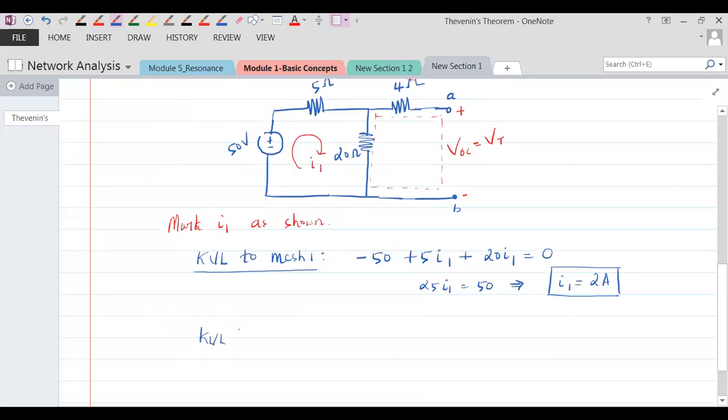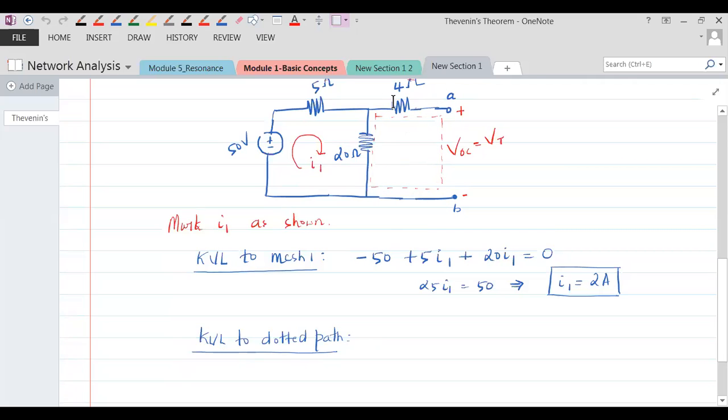KVL to the dotted path. Actually, we should not be applying KVL to any path which is not closed, but here we can do it. Everybody just observe, I'm not showing any current here, mind you. I'm not showing any current because the current will not flow in this particular path. Why will the current not flow? Because it's not closed, it's open. Understand? But I know VOC is here.